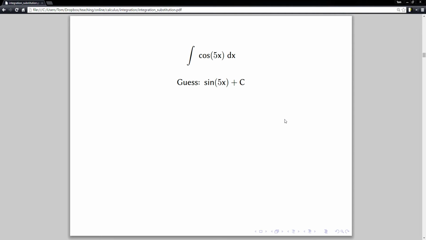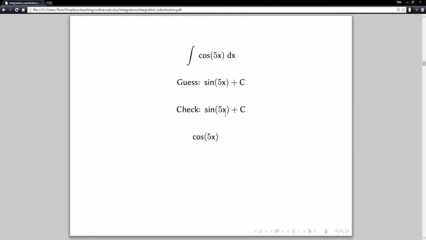It's going to turn out that, because of the chain rule, it's going to make things slightly more complicated than just putting 5x in for x there. But that's what my guess is going to be, and that's not a bad guess. If we go to check that guess, when I take the derivative of sine of 5x plus c, I should wind up with cosine of 5x.